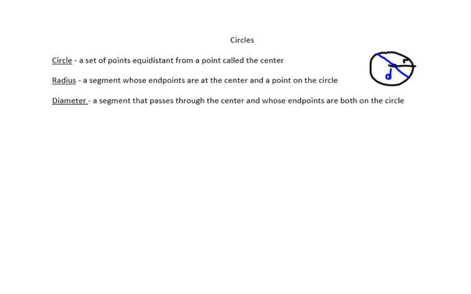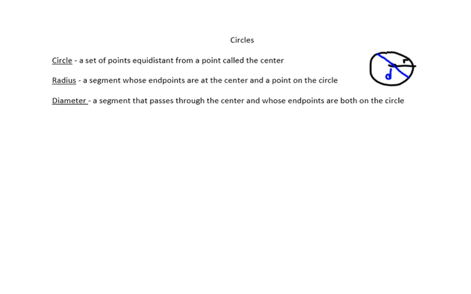So in this video, we're going to talk about circles. Well, before we talk about circles, let's define what a circle is. A circle is a set of points equidistant from a point called the center. The radius is a segment whose endpoints are at the center and a point on the circle. And the diameter is a segment that passes through the center and whose endpoints are both on the circle.